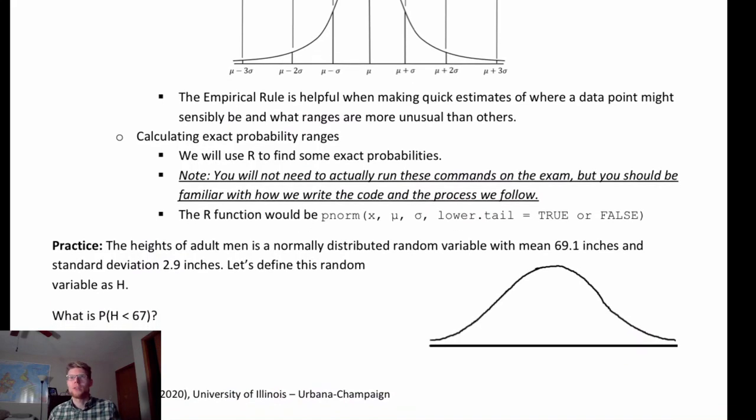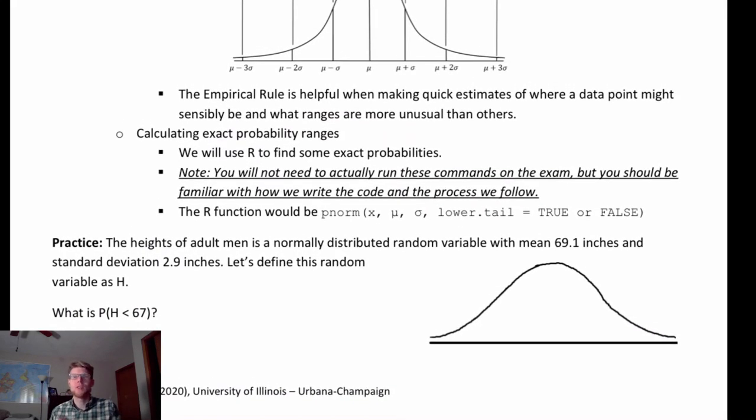All right, so let's go ahead and practice here. The heights of adult men is a normally distributed random variable with mean 69.1 inches and standard deviation 2.9 inches. Let's define this random variable as h. What is the probability that h is less than 67?